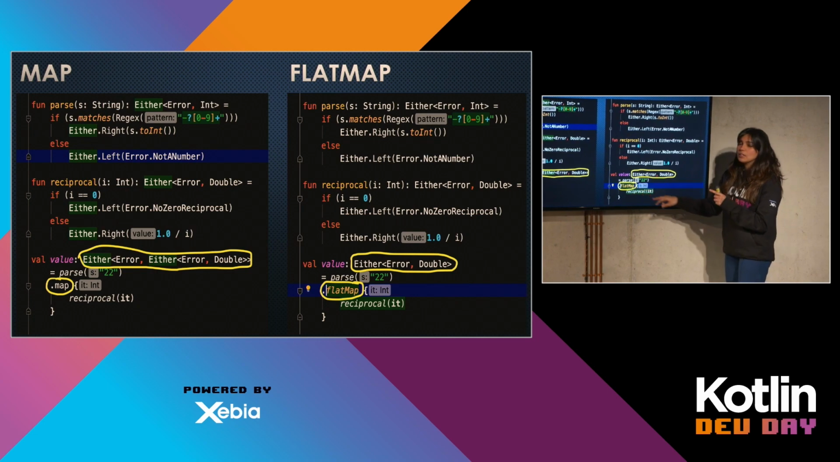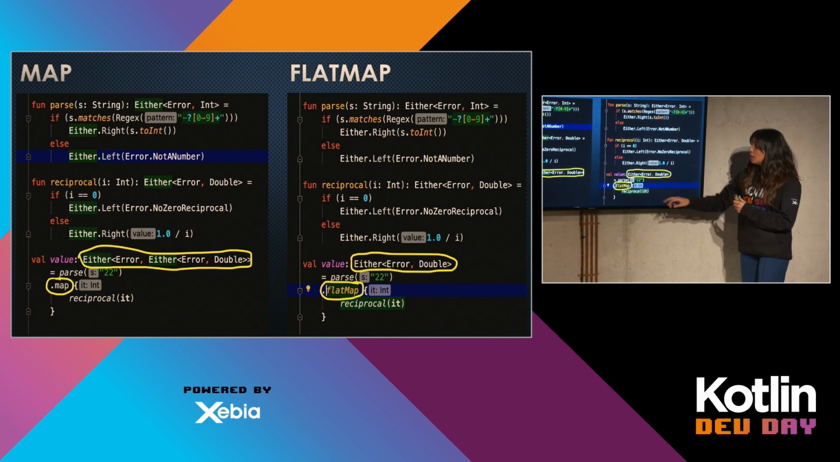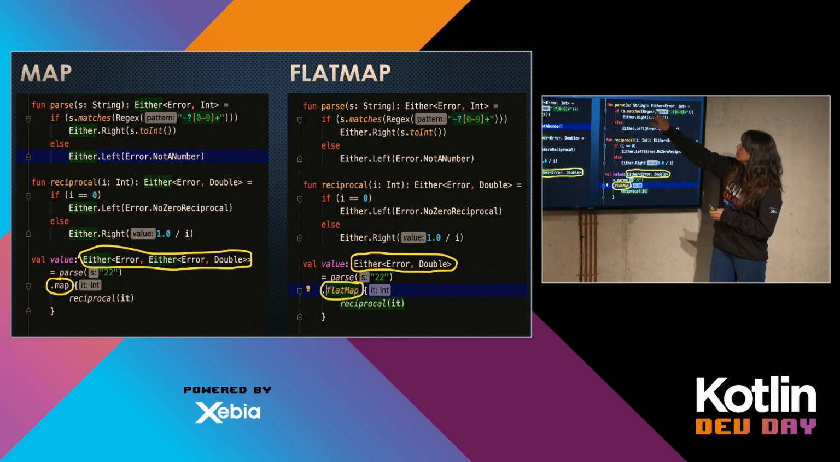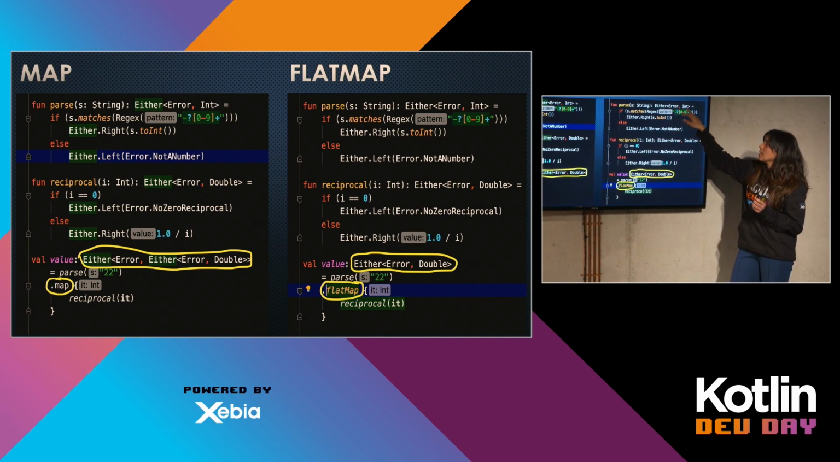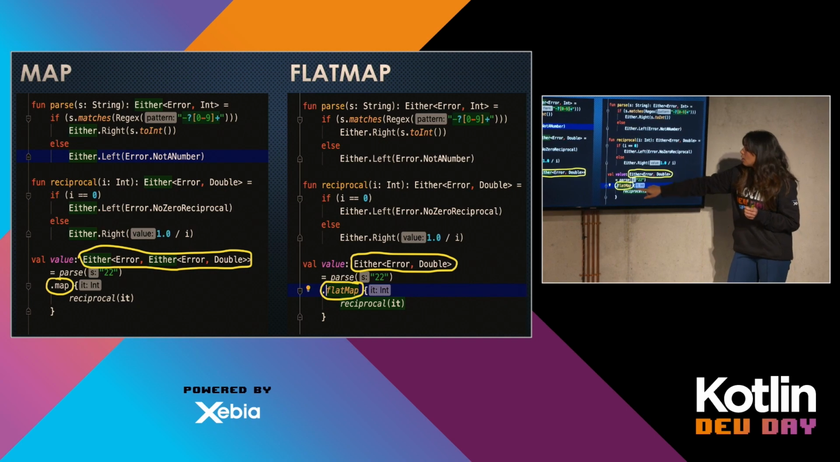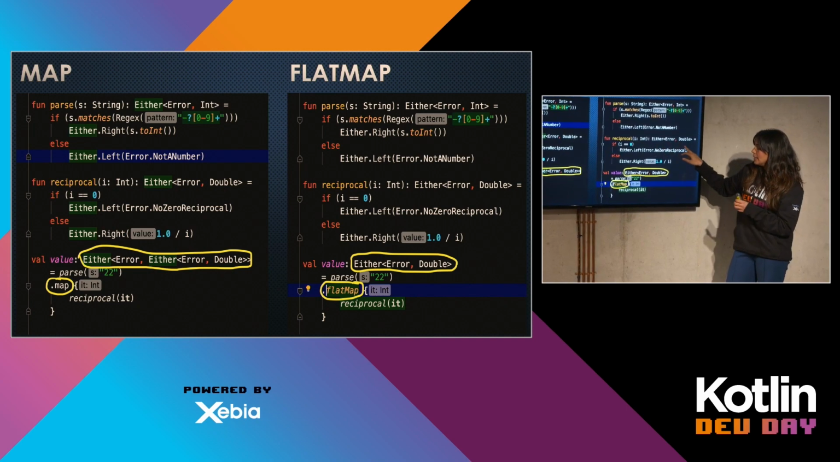So again, similar to map, flat map also works on the right side. So it only works if the right side is available. So from the parse function, it gets the output either, unwraps. If there is a right side, it's the right side, calls the reciprocal function. Now the output of the reciprocal function is either left and right.